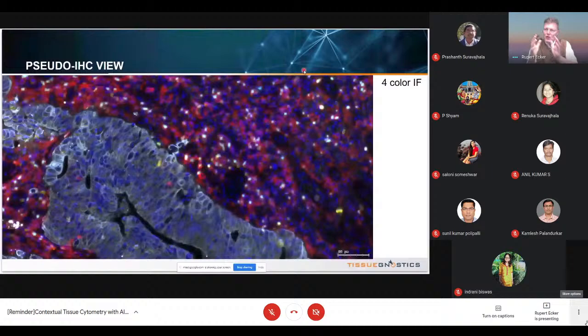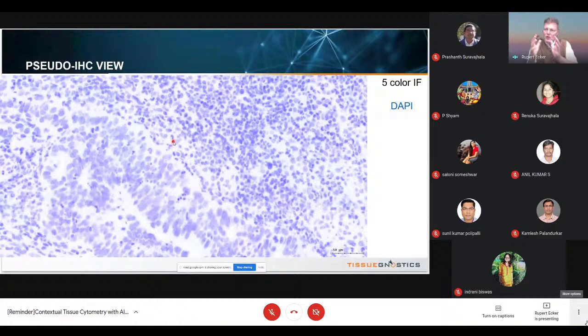Many, especially people working in histology or pathology, are very used to looking at samples in the typical immunohistochemistry format, that means in transmission microscopy. Therefore, we have introduced what we call the pseudo-IHC view. We see here a fluorescent sample with four colors, and we can digitally convert a fluorescence image into an immunohistochemistry image. So it looks like it was a peroxidase staining.